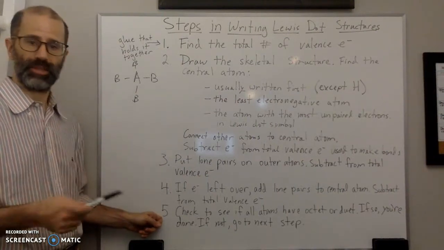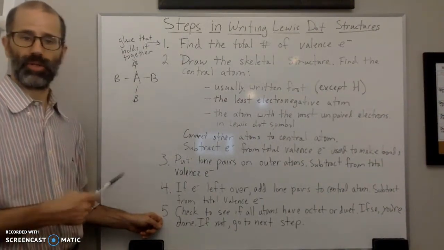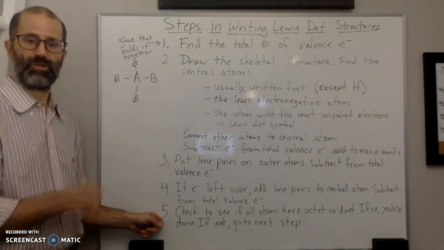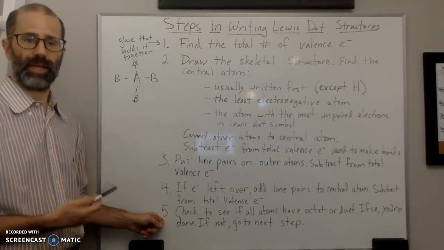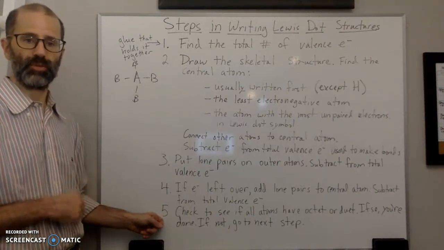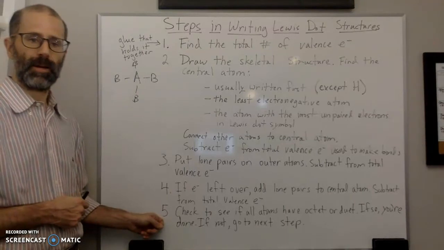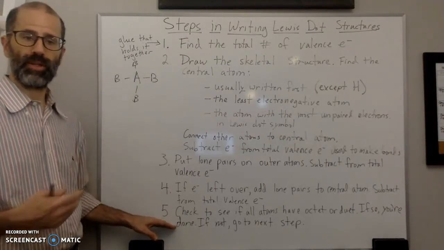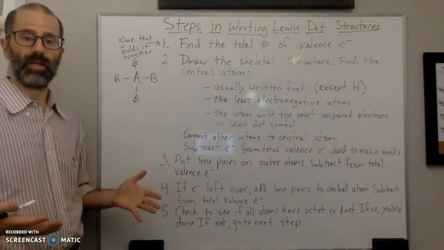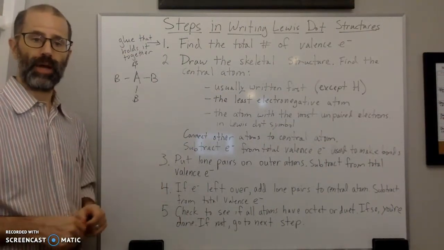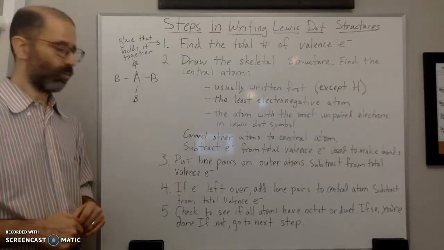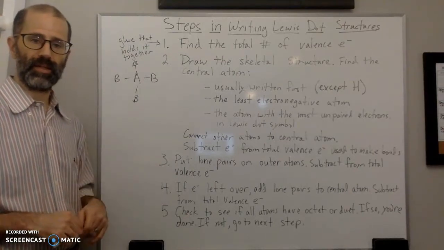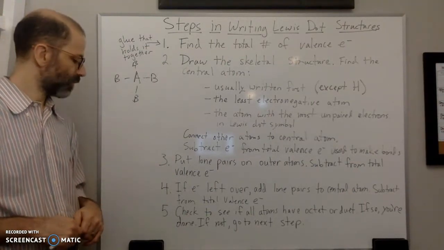If it's hydrogen, it's going to be fine with just 1 bond with a duet. If it's not hydrogen, usually all other atoms are going to have an octet. There are a few exceptions, which we'll get to in examples. So if you check and everyone's good with either a duet or an octet, then you are done. You have your Lewis dot structure. We'll talk more about resonance structures and things like that, but that's a few steps later.